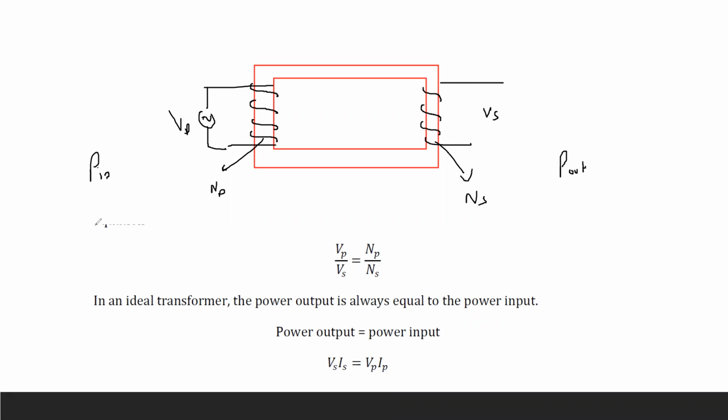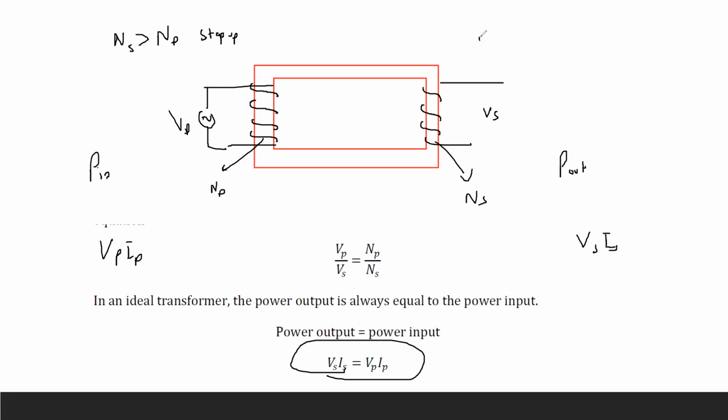If a transformer is 100% efficient, then the power input and the power output will be the same. Input power is the product of voltage and current. So input is VP IP and output is VS IS. If it is 100% efficient, power input will be equal to power output. And if the number of turns of the secondary is more than the number of turns of the primary, then we call that transformer a step up.